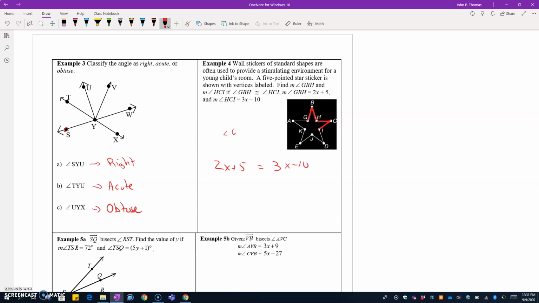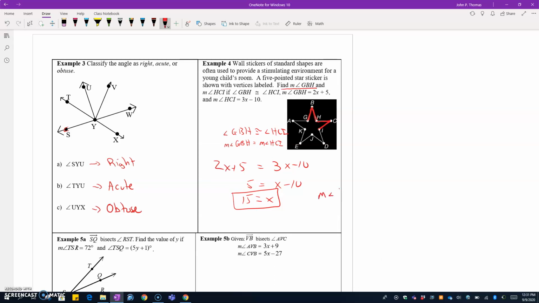All right, so we know the angles, GBH is congruent to angle HCI from the given. That means that the measure of angle GBH equals the measure of the angle HCI. And that gives us this equation to solve. So if I subtract 2x, I get x minus 10 equals 5. Add the 10 over, x equals 15. All right, so that's our x value, and we got to look what they asked for, and they actually asked for the size of the angle. So we're going to take that 15 and plug it back in.